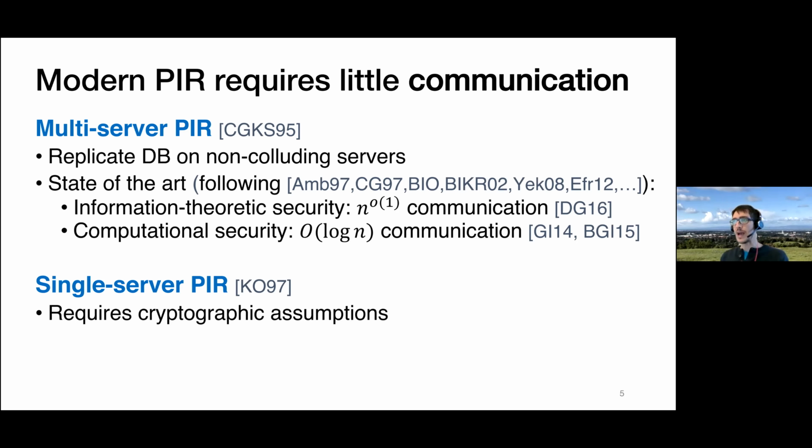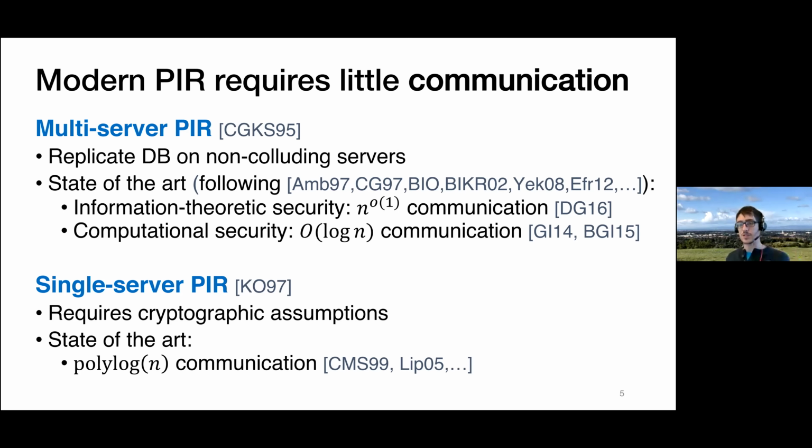Moreover, soon after the original work that introduced PIR, Kushilevitz and Ostrovsky showed that you don't actually need to replicate the database if you are willing to make cryptographic assumptions. In this single server setting, today there are protocols that achieve polylogarithmic communication complexity from a wide range of public key assumptions. So looking at the slide, it seems that the situation is very good in terms of communication. Those protocols provide excellent communication complexity.